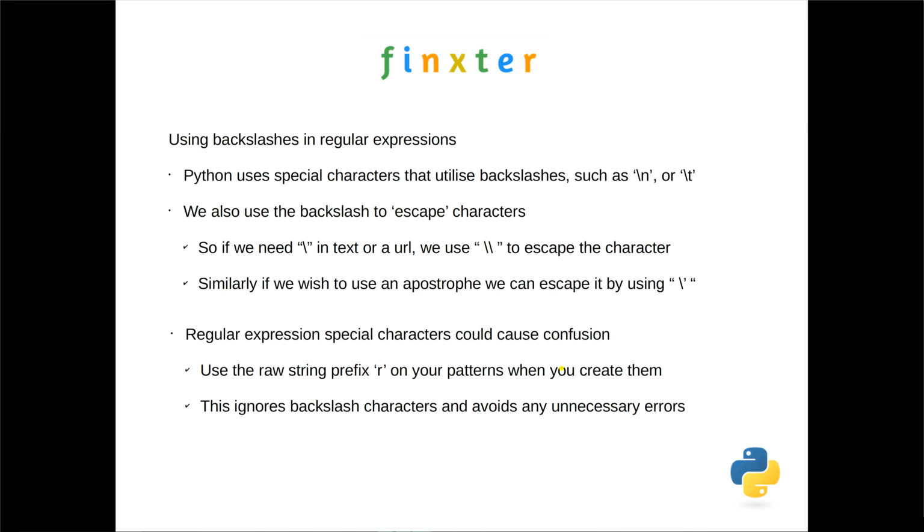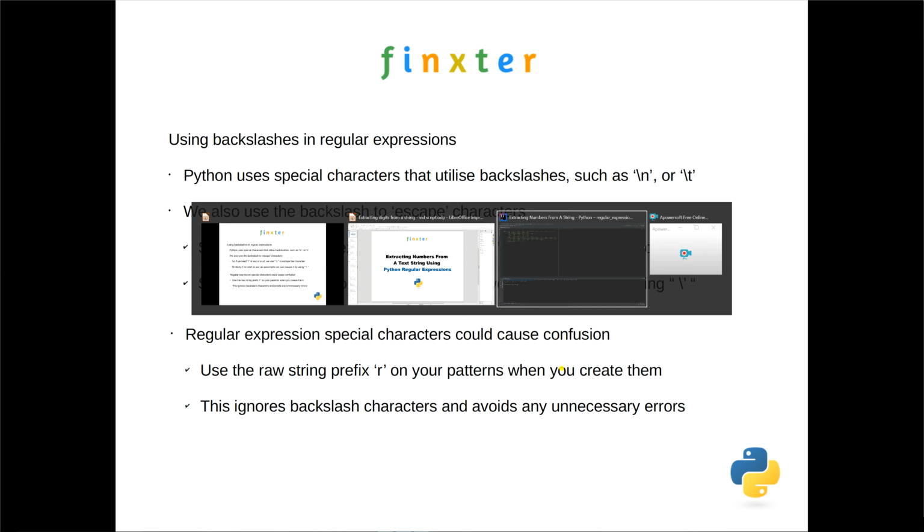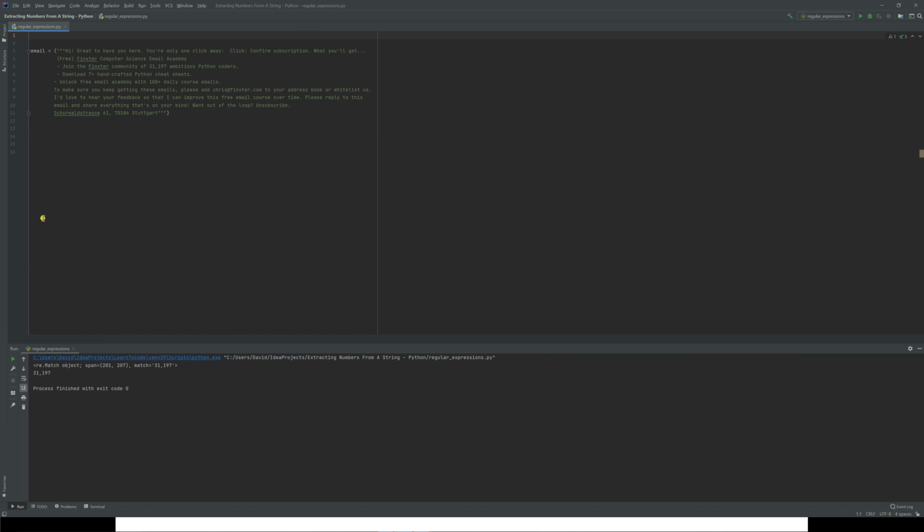Right, so let's go across and we'll do a little bit of coding. Now, I've already pasted some text here, which was an email I received from Chris Mayer when I joined his Computer Science Email Academy some time ago. If you look at the email, you'll see that he has here a Finxter community of 31,197 ambitious Python coders. So there's a number there that we might extract. There's an email address here, chris@finxter.com, and then we have a physical address. So all things that we might reasonably wish to extract from a text string.